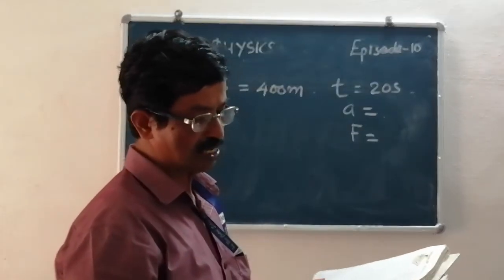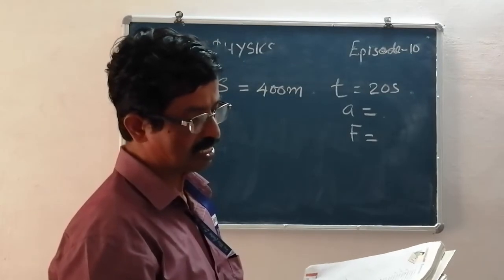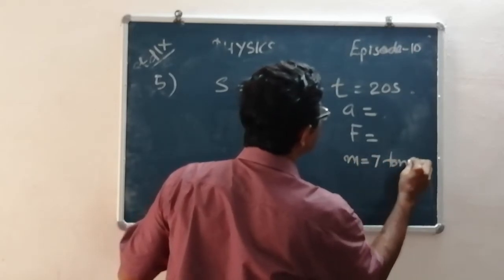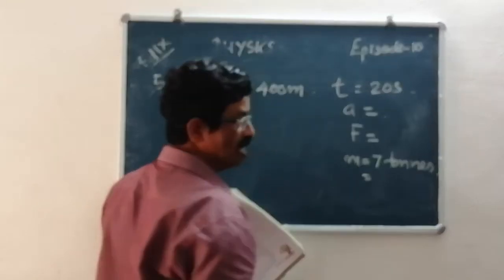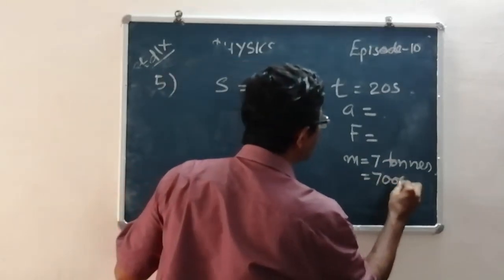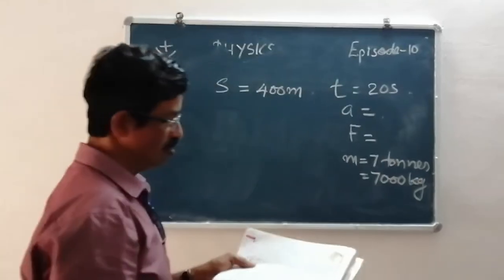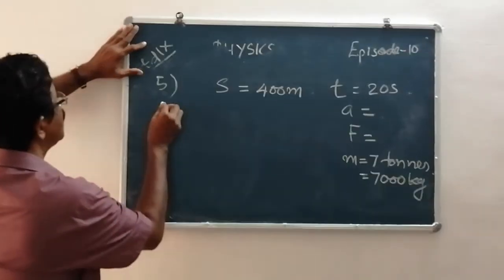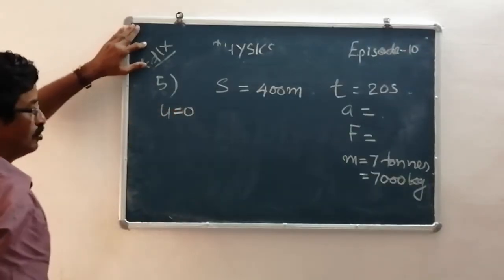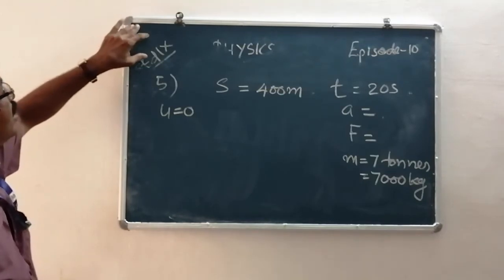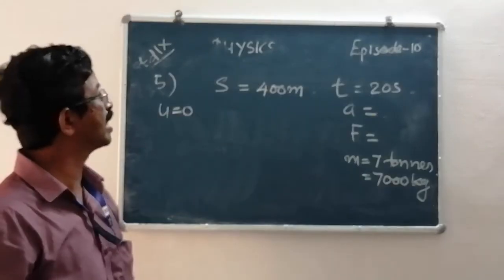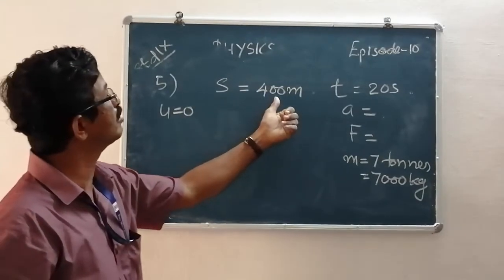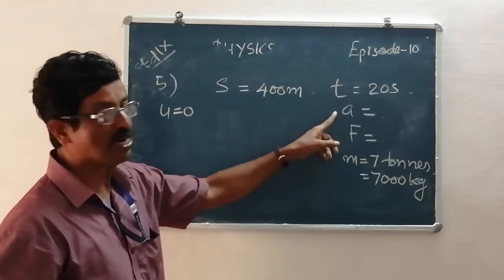The mass of the truck is given as 7 tons. That means M is 7 tons, and since 1 ton is 1000 kg, it is 7000 kg. The truck starts from rest, so its initial speed u is equal to 0. What are the things given? We want to find the acceleration. u is equal to 0, s is equal to 400 meters, t is given, and we want to find a.